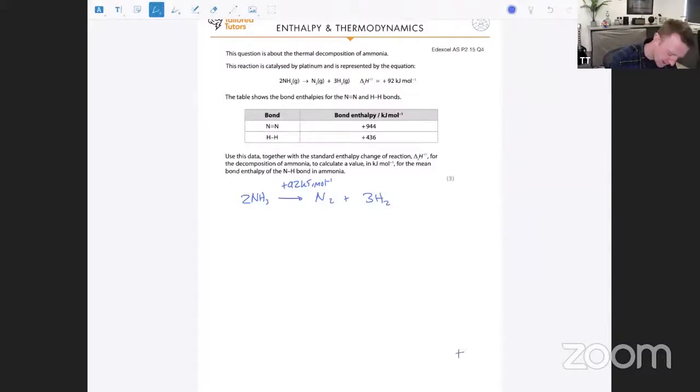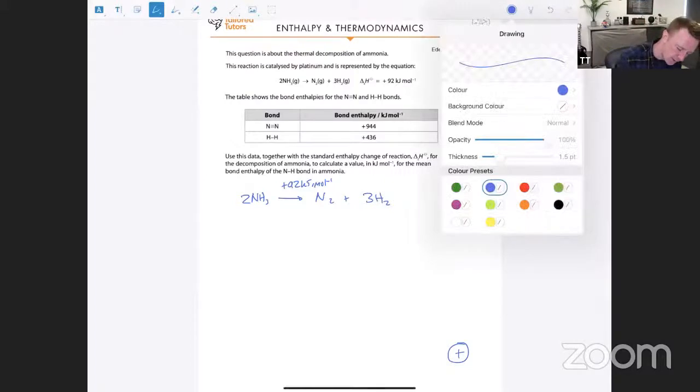Our answer has to be positive because all mean bond enthalpies are given as positive values, i.e. the amount of energy it takes to break 1 mole of those bonds. So it's an endothermic thing. Even if there are ways to do this where you end up with a negative value, that's fine. All you need to do is change the sign at the end, because you would have inadvertently calculated the energy released when those bonds are formed. So all you need to do is just change the sign at the end, okay?